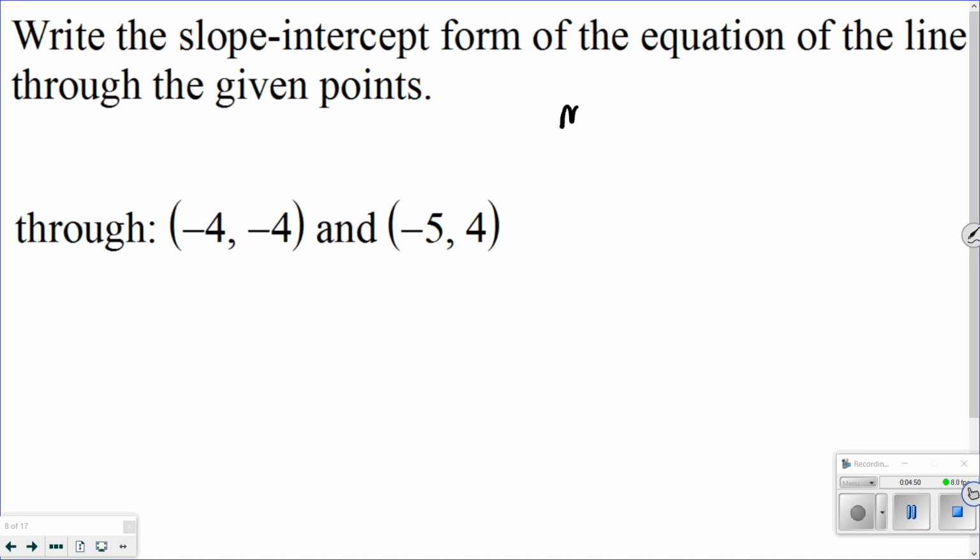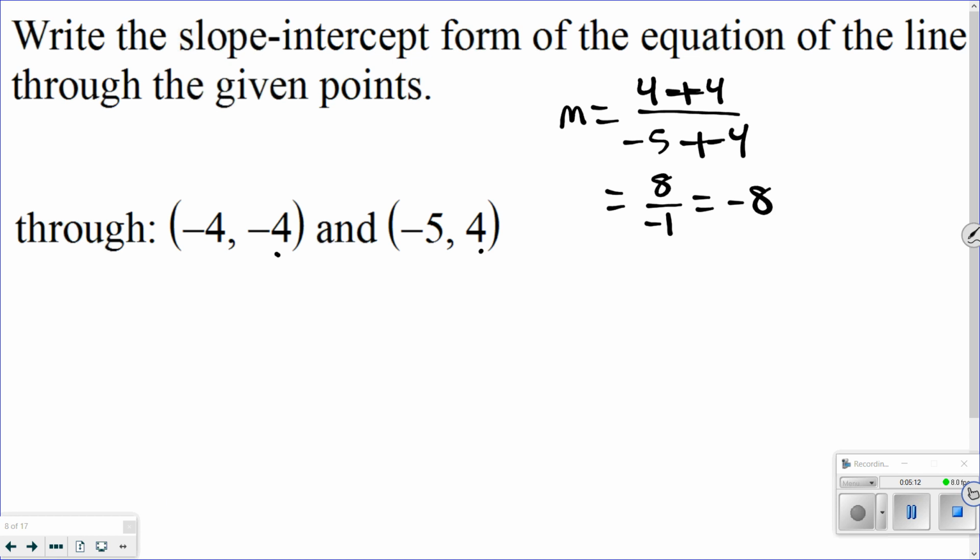So the slope is equal to, use our formula, I'm going to go y minus y. So I'm going to go 4 minus -4 over x minus x. So that'd be -5 minus negative 4. So that ends up being, that changes to a plus 8. That changes to a plus. Negative 5 plus 4 is negative 1. So there's my slope right there, which is a negative 8.